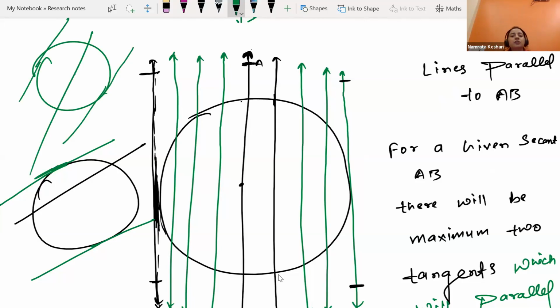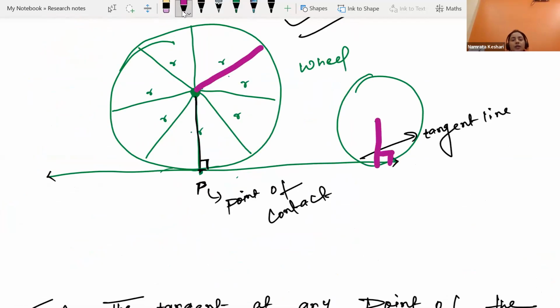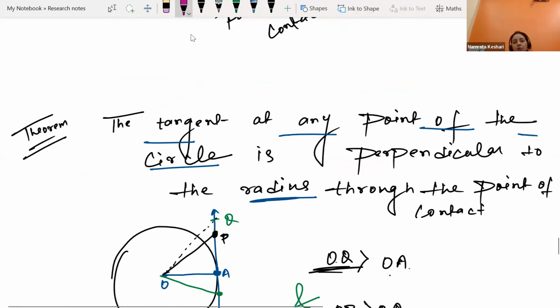Okay, maximum two tangents. Next one, when we were observing the bicycle and the spokes, we realized that when the wheel is moving, at the point of contact the radius is perpendicular, but that was just an observation. At a certain point of time the wheel will be here, and at the point of contact another radius will come over here, maybe this one, let me draw it with a specific color. Maybe this radius just came over here, now it will be perpendicular to this tangent at the point of contact. That we proved with the help of this theorem.